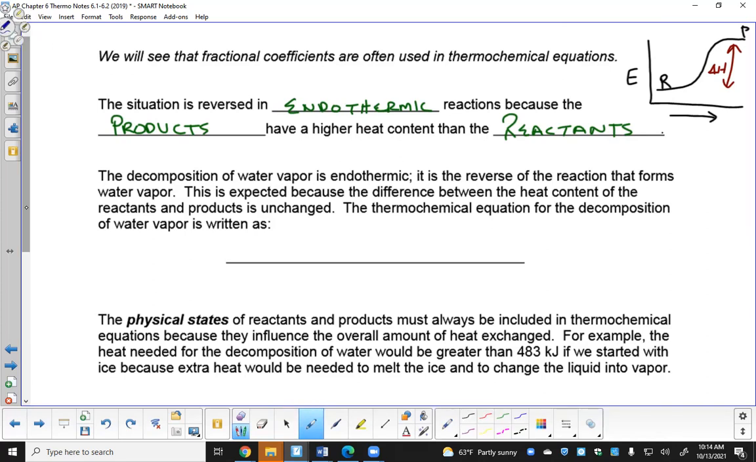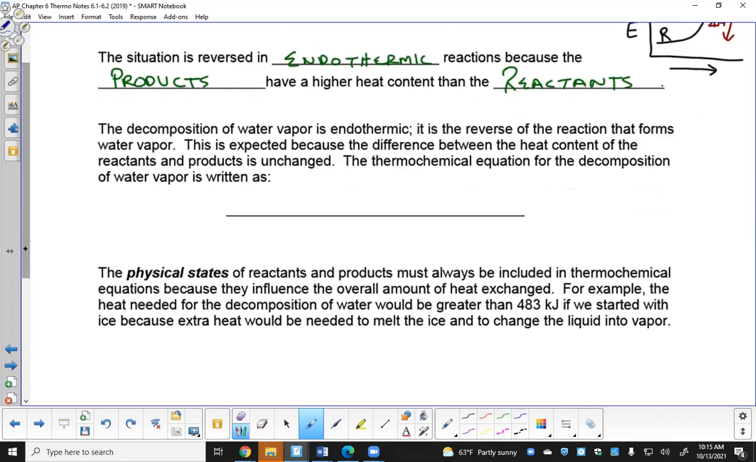So if you took the same reaction as up above, the water forming reaction, and we flipped it, the decomposition of water vapor is endothermic. It is a reverse of the reaction that forms water vapor. This is expected because the difference between the heat content of the reactants and the products is unchanged. So the thermochemical equation for the decomposition of water would be written something like this. Going back to the original equation, instead of producing 2 moles of water, we're going to decompose 2 moles of water into 2 moles of hydrogen gas and 1 mole of oxygen.